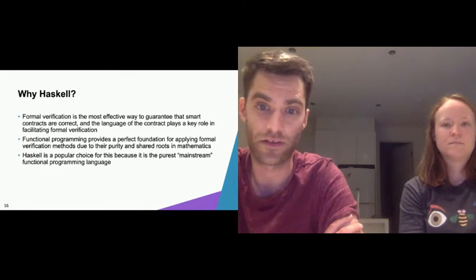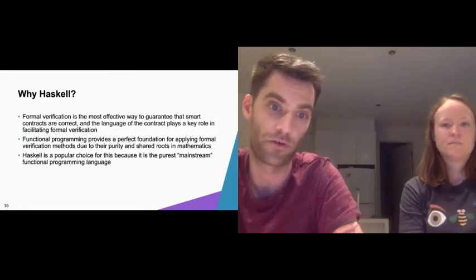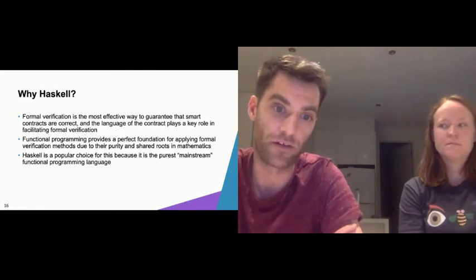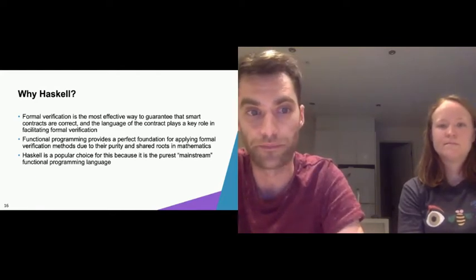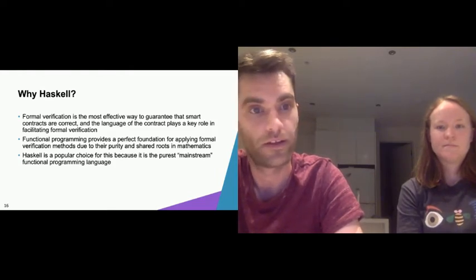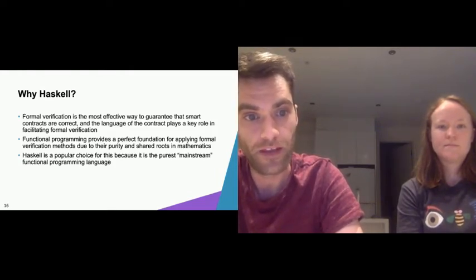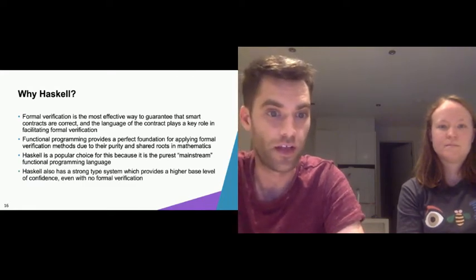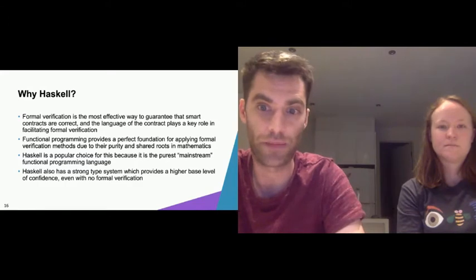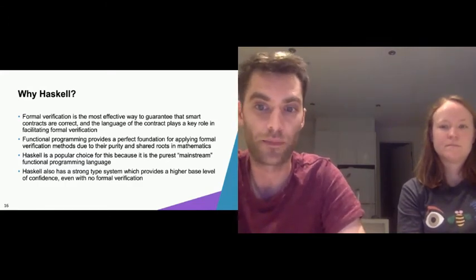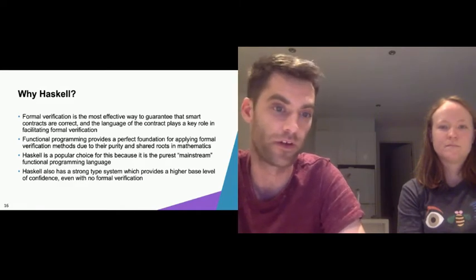And why Haskell over other functional programming languages? Mainly just because it's the purest mainstream functional programming language, which means a larger community and better support. It's basically why we picked that over the other functional programming languages. And then also, in addition to it being good for formal verification, Haskell itself, like I mentioned, has a strong type system, which alone, even without formal verification, provides a higher base level of code confidence over languages with simple type systems.